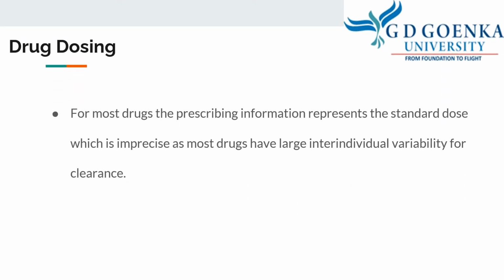For most drugs, the prescribing information present in the drug product information leaflet represents a standard dose. In some cases, dosage adjustment for renal disease is indicated. However, it is imprecise because individuals differ for certain drugs, and there is large inter-individual variability observed.